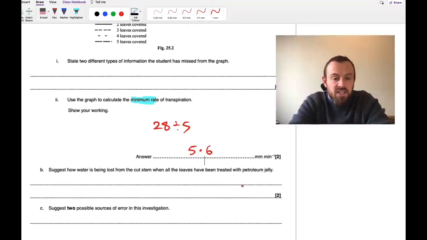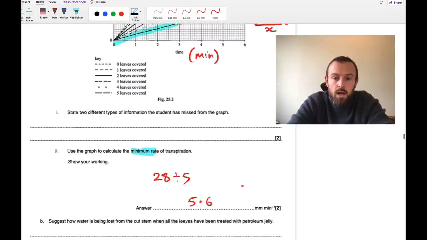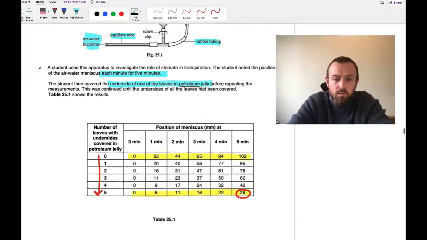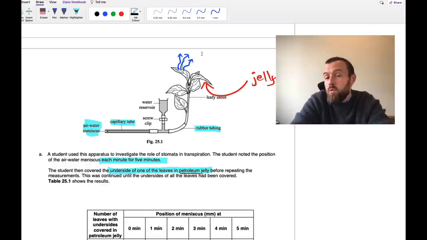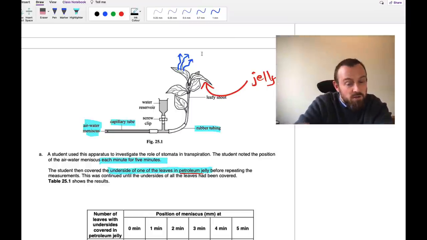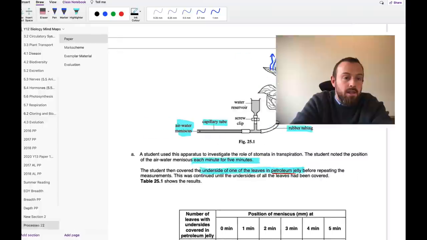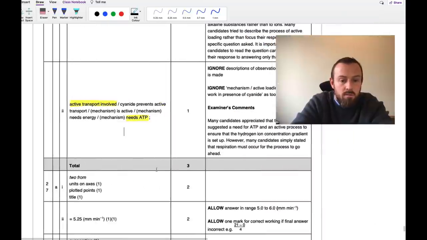Okay, suggest how water is being lost from the cut stem when all the leaves have been treated with petroleum jelly. Well, when all the leaves have been covered with petroleum jelly, maybe some water is coming out the top of the leaves. So the underside has been covered, but what about the top? Can water exit through the top, through the waxy cuticle, through evaporation? Maybe it can, and that's what the mark scheme was looking for. So I'll show you the mark scheme now.